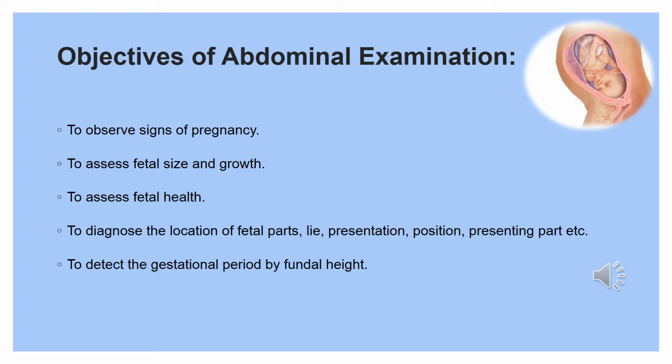Objectives of abdominal examination. Abdominal examination helps to observe the signs of pregnancy. It helps to assess fetal size and growth, to assess fetal health, and it also helps to diagnose the location of fetal parts, lie, presentation, position, presenting parts, etc. And also the abdominal examination helps to detect the gestational period by fundal height.